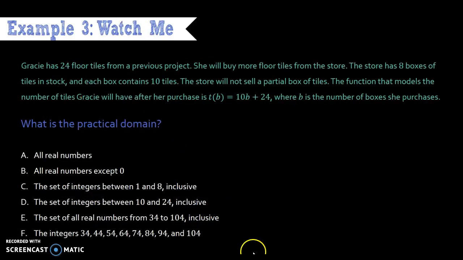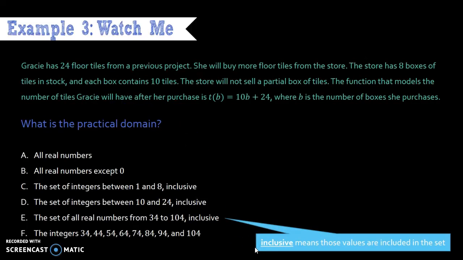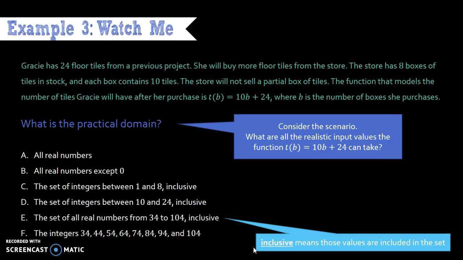Let's look at the exact same scenario, but find the practical domain instead. Remember that practical means we have to consider the actual scenario. So now we're looking at what values of b we could possibly plug into this function. So let's go back and look at the problem. B is going to be the number of boxes that she purchases. Let's go see if there are any constraints on the number of boxes of tiles that she could buy.